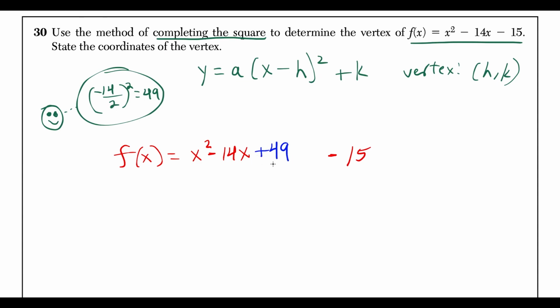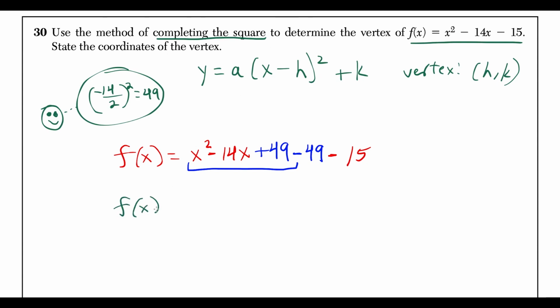But I can't just add 49 to this and hope nobody notices. So what I'm going to do is I'm going to add 49, and then I'm going to immediately subtract 49 right after. And I think we could agree this is okay because 49 minus 49 is 0. So I really just added 0 in a really fancy way. And now how does this help us? Well, now this part, x squared minus 14x plus 49, is something that we could factor nicely.